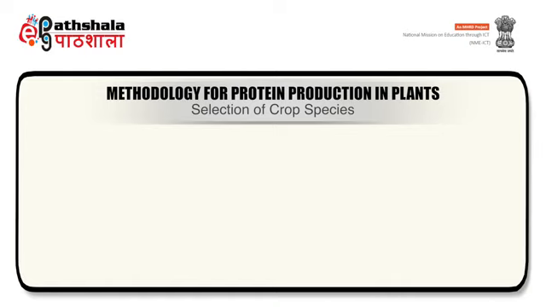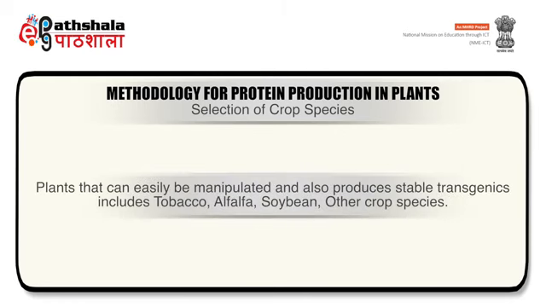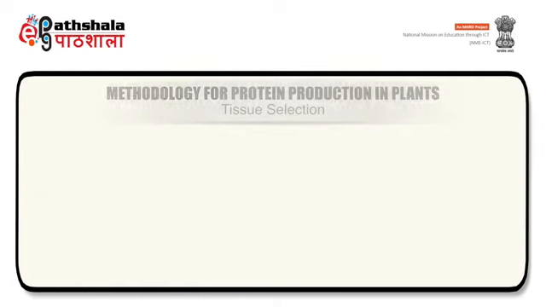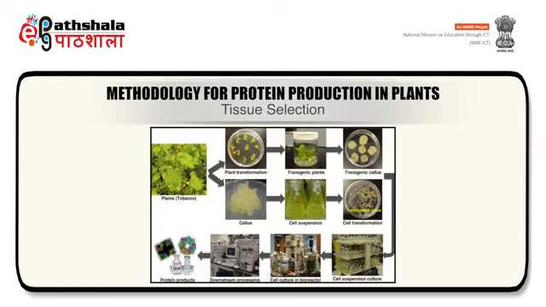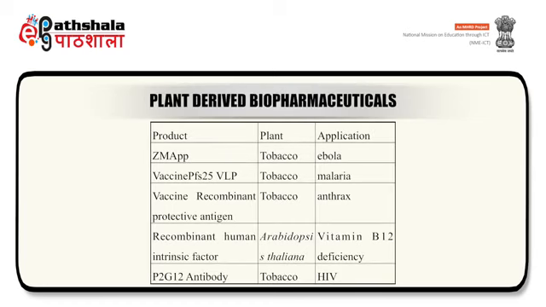Now, as a part of the methodology for protein production in plants, the first step is selection of crop species. Plants that can easily be manipulated and also produce stable transgenics include tobacco, alfalfa, soya bean and other crop species like potato, tomato, banana, maize and lettuce. The next step is tissue selection. As we can see from the figure shown here on the screen, tissues for the production of proteins can be leaves, tubers, seeds, etc. Lastly, we can observe certain plant-derived pharmaceuticals that are listed here in the table.